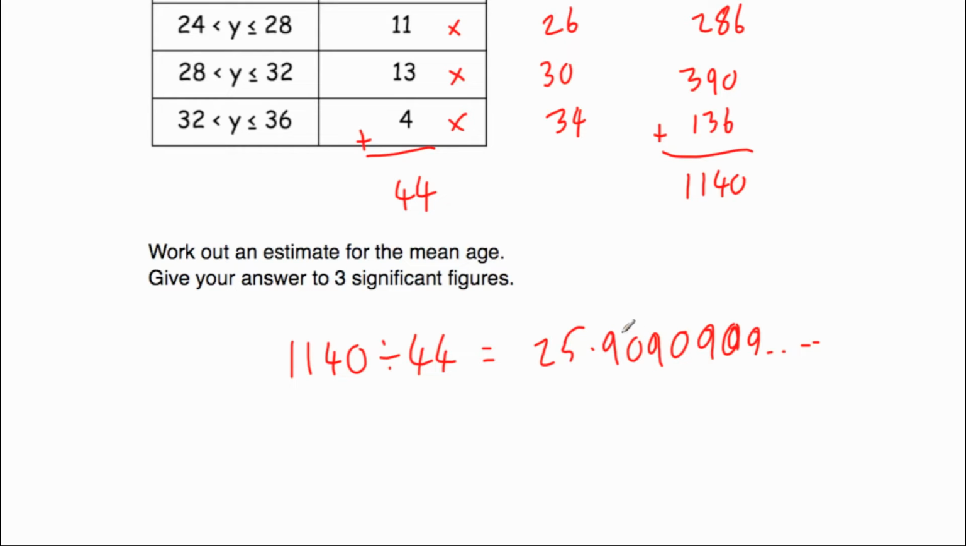Because this is 0, we're not going to round up, so our answer will be 25.9 years. And that's our mean, that's our estimate of the mean age. Okay, let's have a look at our next question.